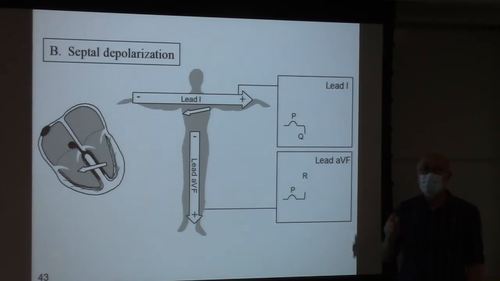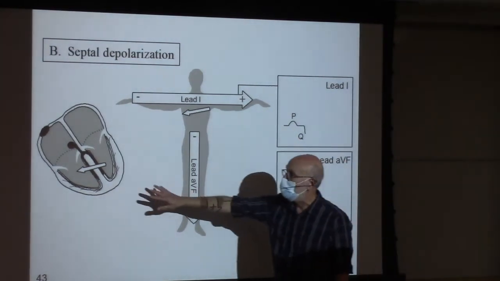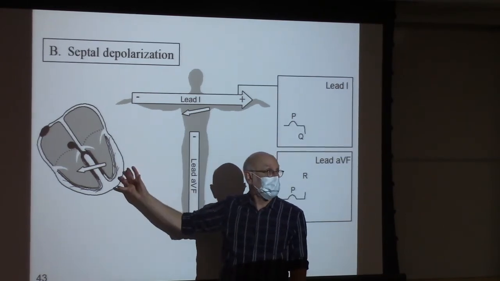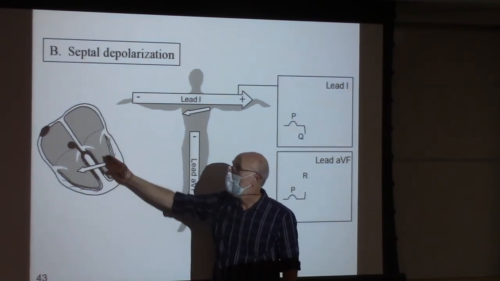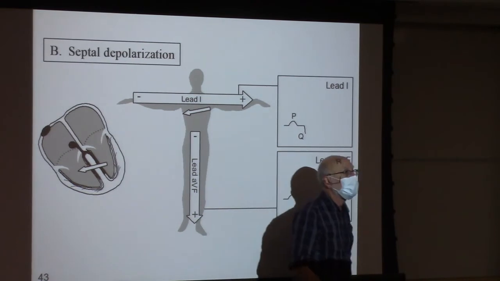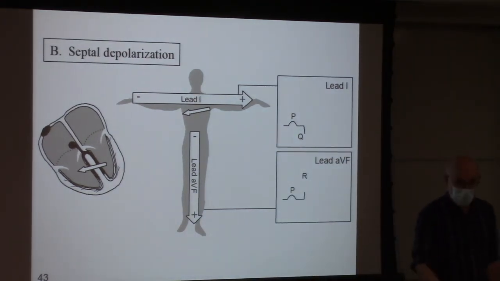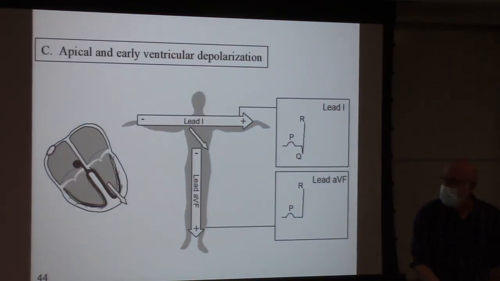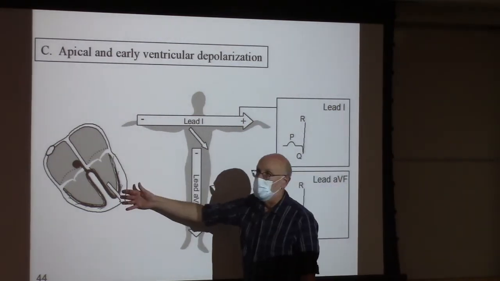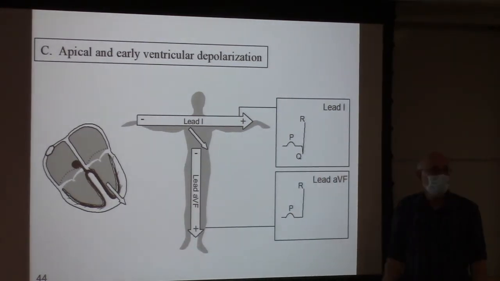The apex is bigger. This cartoon doesn't capture it, but the apex of the heart is much more muscular than the interventricular septum. So the spread of apical depolarization is a big signal. Big signal.